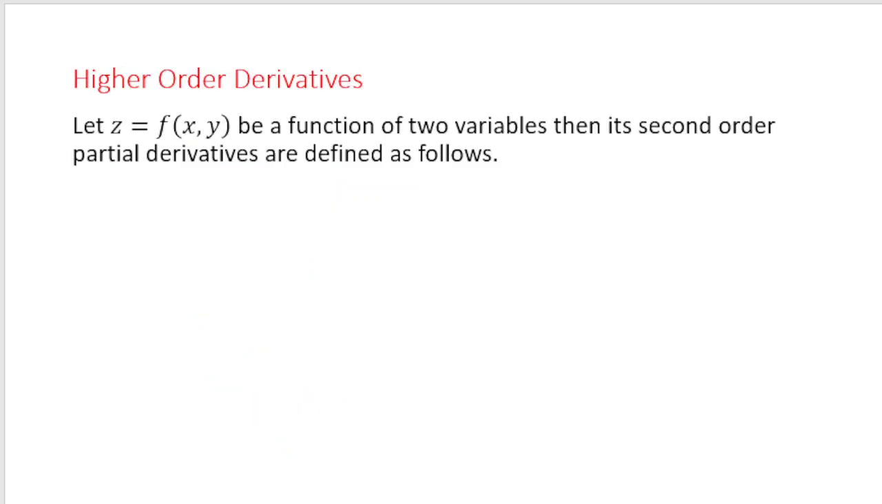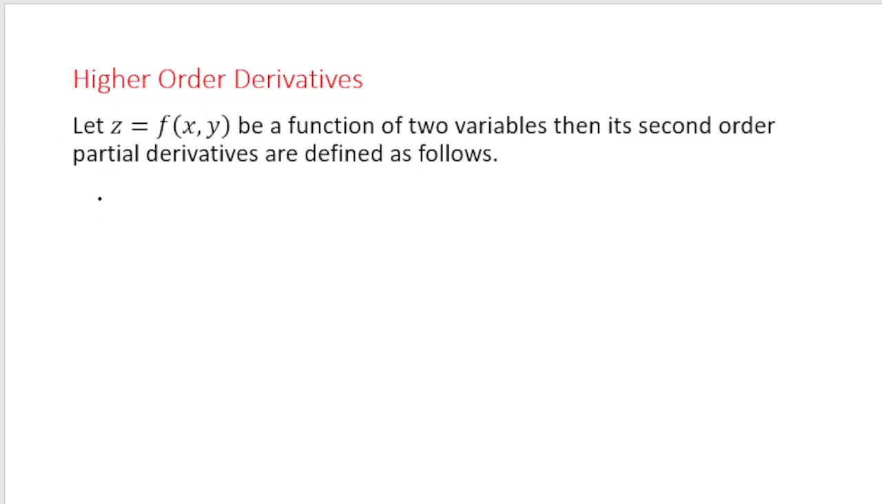Now let us talk about the higher order derivatives. There is nothing special about higher order derivatives. We already have talked about higher order derivatives in case of single variable in your previous classes. So on the same line we can also talk about higher order derivatives in case of function of two variables. So how is it defined? To understand it, suppose I write that z is a function of x and y, two variables, then its second order partial derivatives are defined as follows.